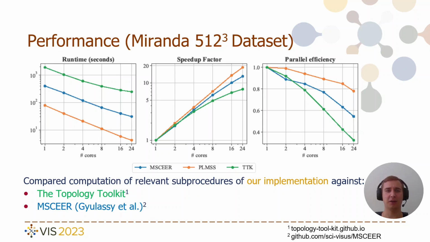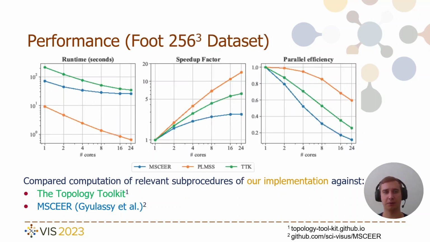The speed-up factor and parallel efficiency plot show that our implementation scales much better with more cores. In this analysis, we also looked at the foot dataset at a resolution of 256 cubed, which is a CT scan of a human foot simplified to only exhibit one maximum for each bone. With this dataset, we achieved a speedup of over 50x over TTK and 40x over MSIR. Considering parallel efficiency, our implementation scales much better than the other two implementations.